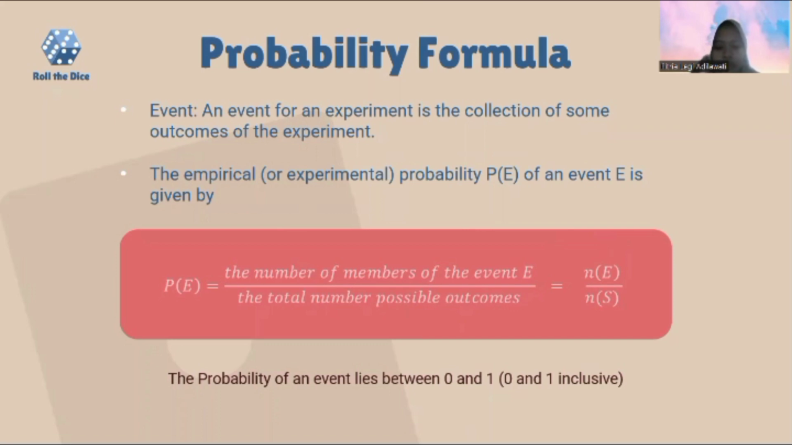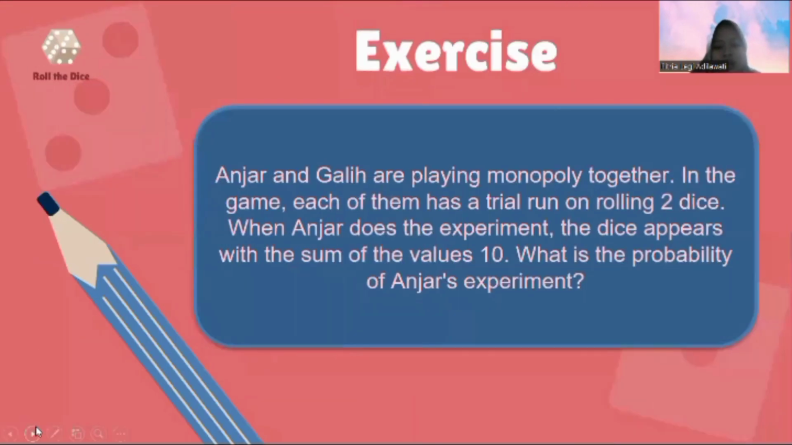The next discussion, we will learn about probability formula. Event. An event for an experiment is the collection of some outcomes of the experiment. The empirical or experimental probability P(E) of an event E is given by, so P(E) is equal to the number of members of the event E over the total number of possible outcomes, equals n(E) over n(S). The probability of an event lies between 0 and 1 inclusive. Now, let's get into the exercise.